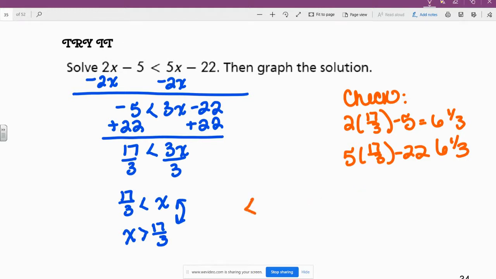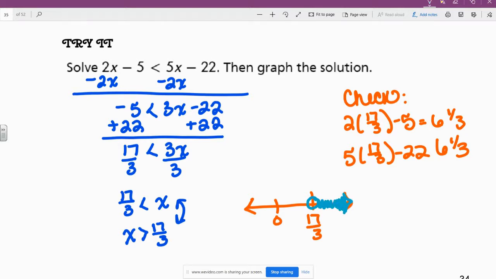So I'll put my 0 here, whoops, since it's a positive value. Put the 17/3 over here. Since it's a greater than symbol, that means it does not equal 17/3, but it equals everything to the right. It's greater than. So please shade so I can tell that's the way you shaded.